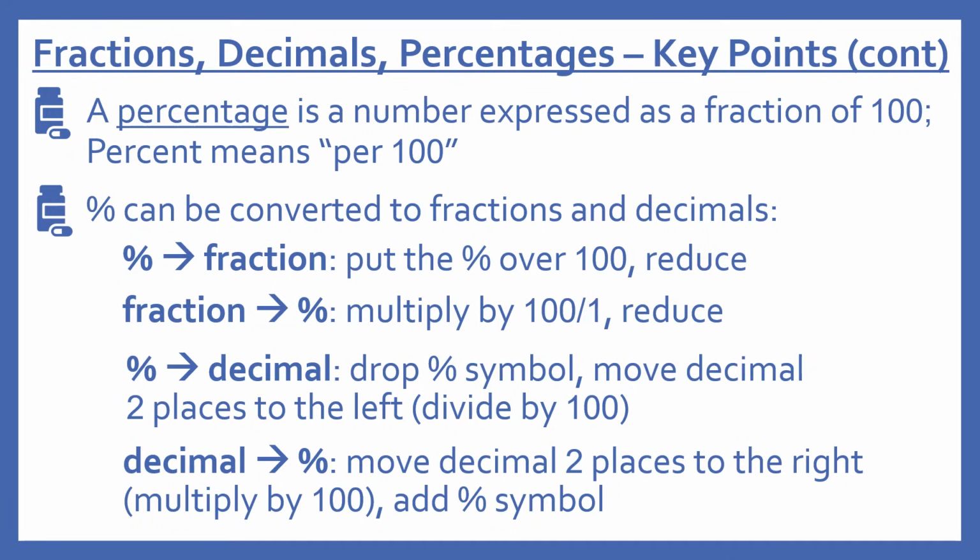Remember, a percentage is a number expressed as a fraction of 100, and percent actually means per 100. And percentages can be converted to fractions and decimals. So to convert a percentage to a fraction, put the percentage over 100 and then reduce it to its simplest form. To convert a fraction to a percentage, multiply by 100 over 1 and then reduce it to its simplest form. To convert a percentage to a decimal, drop the percent symbol and move the decimal 2 places to the left. So basically you're dividing by 100. And to convert a decimal to a percentage, move the decimal 2 places to the right. So here you're multiplying by 100 and then add the percent symbol.